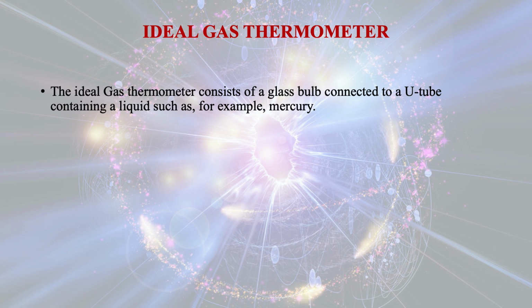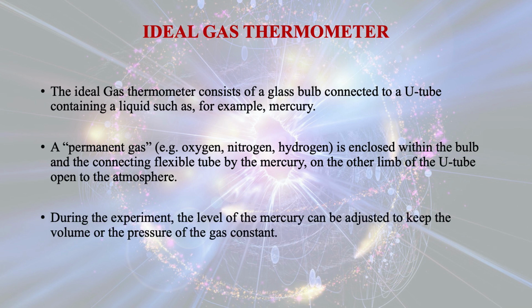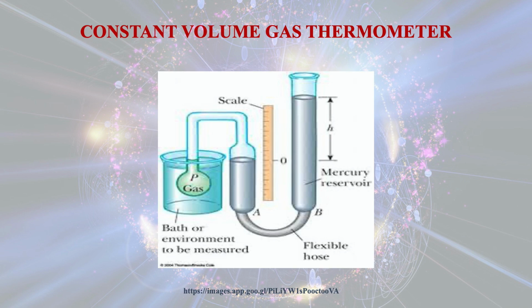The ideal gas thermometer consists of a glass bulb connected to a U-tube containing a liquid such as, for example, mercury. A permanent gas, for example oxygen, nitrogen, or hydrogen, is enclosed within the bulb and the connecting flexible tube by the mercury on the other limb of the U-tube open to the atmosphere. During the experiment, the level of the mercury can be adjusted to keep the volume of the gas constant. Now you see the constant volume gas thermometer.